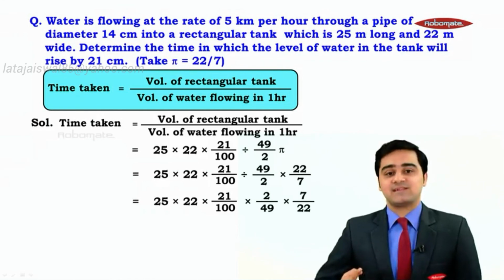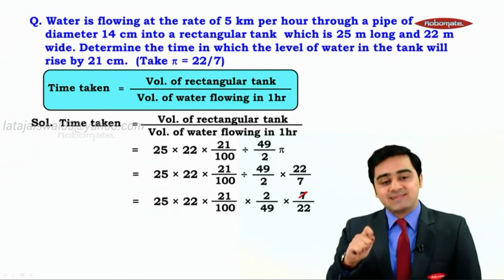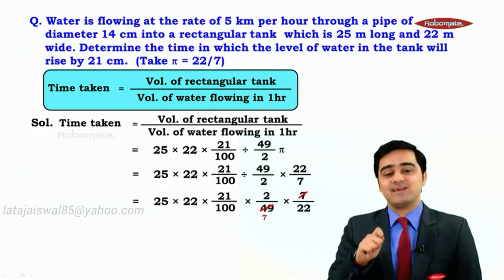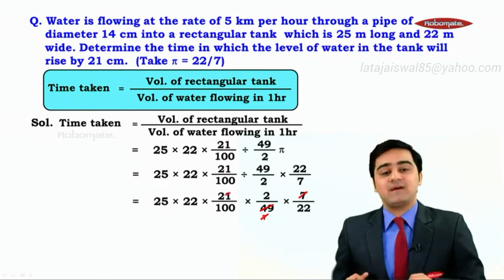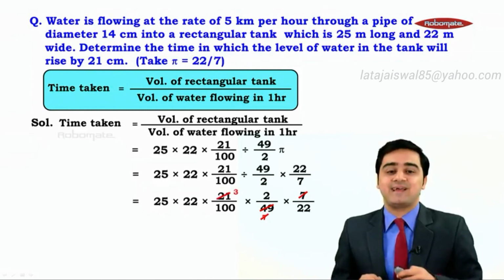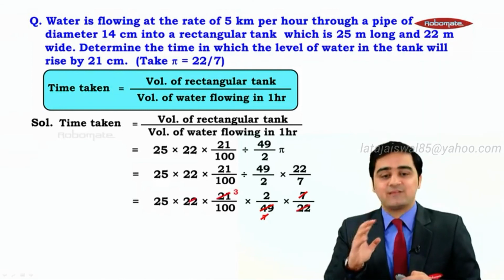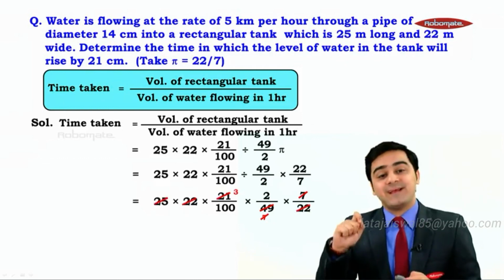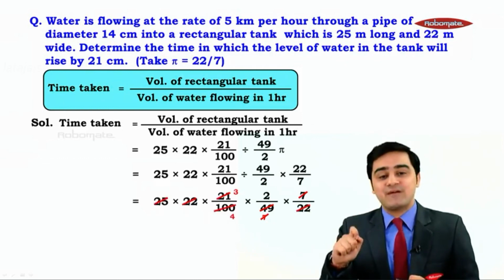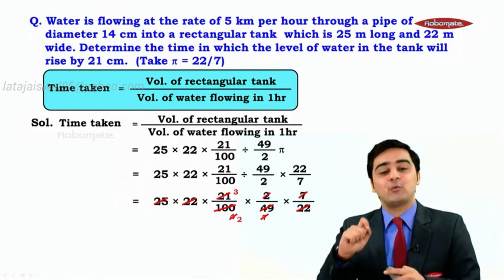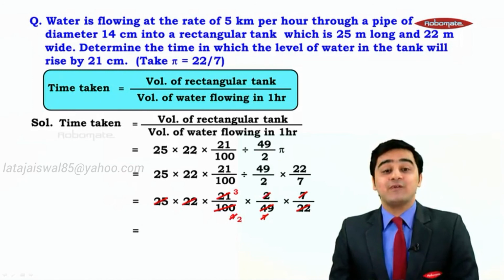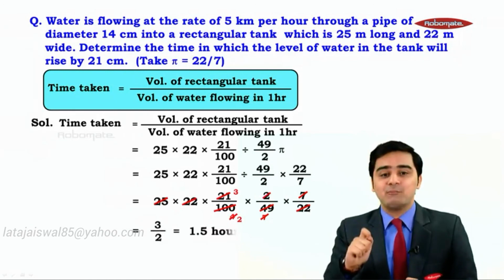Now my dear students, let us understand the calculations. First we can cancel 7 and 49. It is 7 ones are 7, 7 sevens are 49. Second we can cancel 7 and 21. 7 ones are 7, 7 threes are 21. Next we can cancel, yes, 22 and 22. Also we can cancel 25 and 100. It is 25 ones are 25, 25 fours are 100. Next we can cancel 2 and 4. It is 2 ones are 2, 2 twos are 4. So we are left with 3 upon 2, which is equal to 1.5.